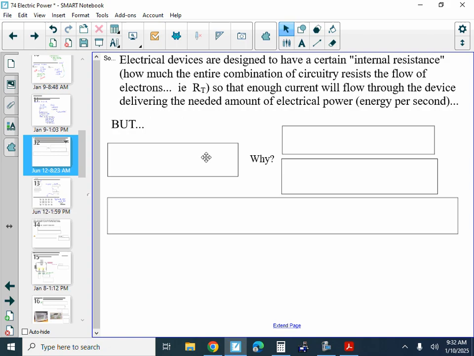So electrical devices are designed, obviously, as you can see here, to have a certain resistance. They call it internal resistance, right? So it's designed to let a certain amount of current flow so that it'll behave the way it's supposed to behave.